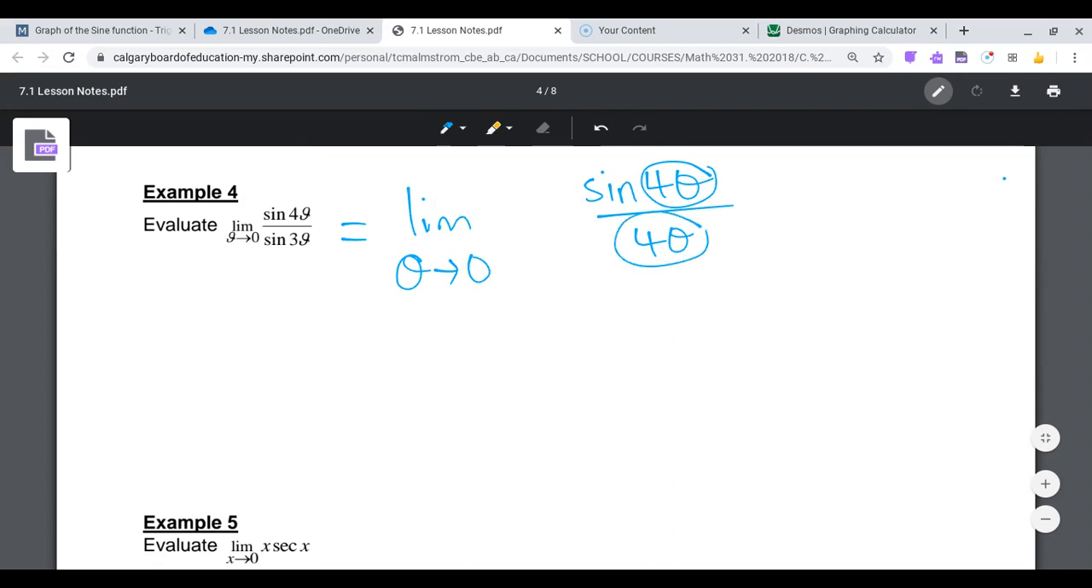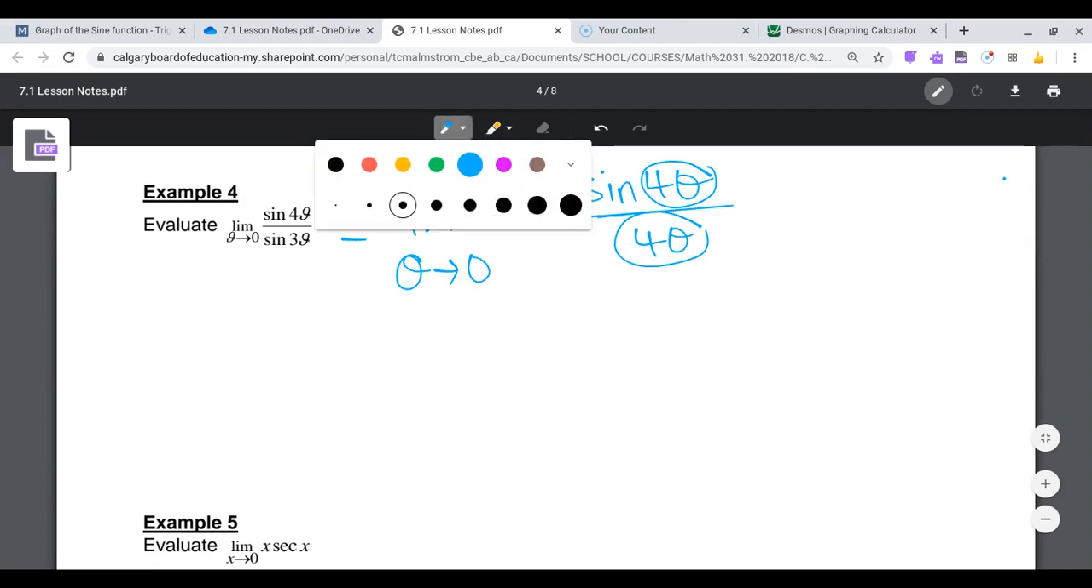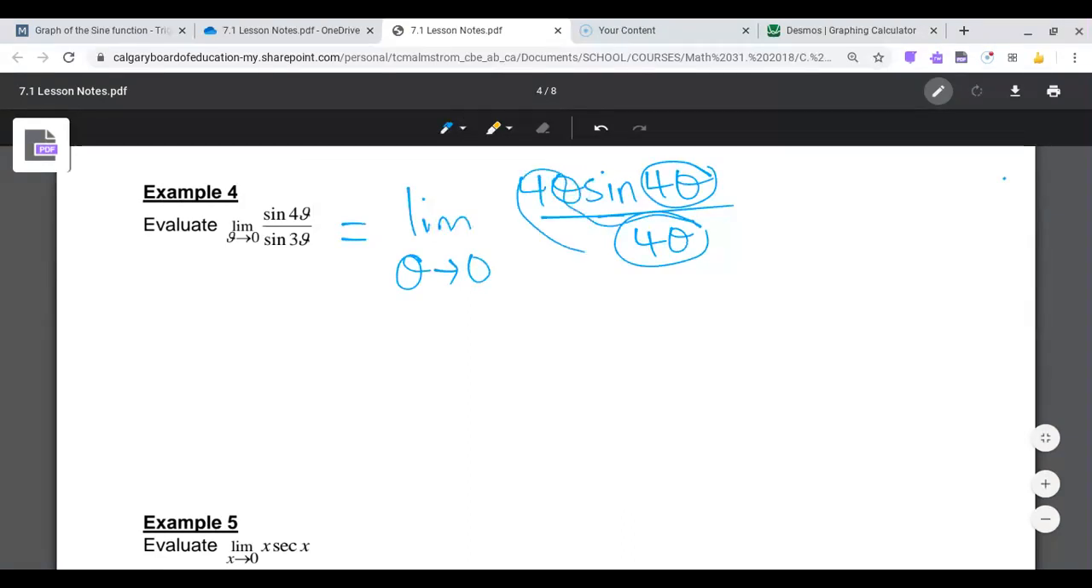But if I put that on the bottom, then I also need to put it out the front so that I have not changed the expression. So this is just the same as multiplying by 1.